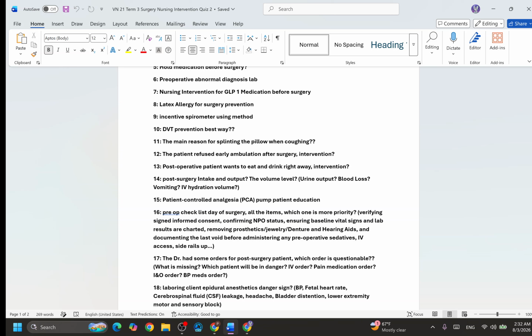Question 16. Checklist, day of the surgery. So of all the items, which one is more priority? That means which one is very, very important. One of the answers is the correct answer in this question. Which one is missing?